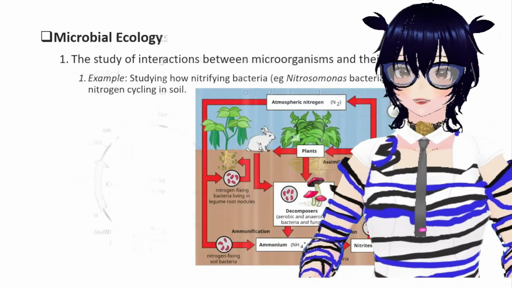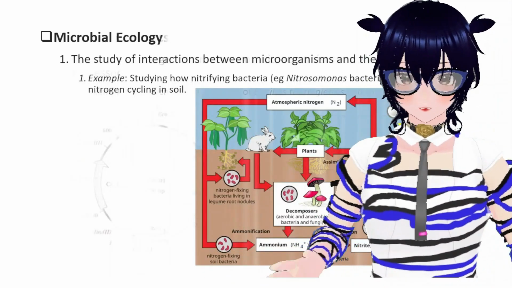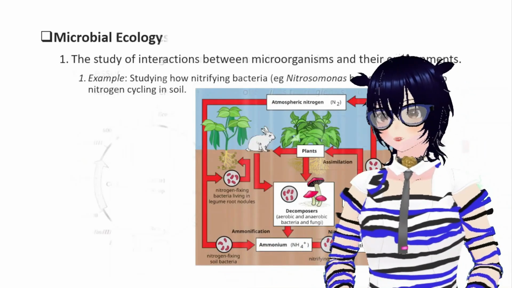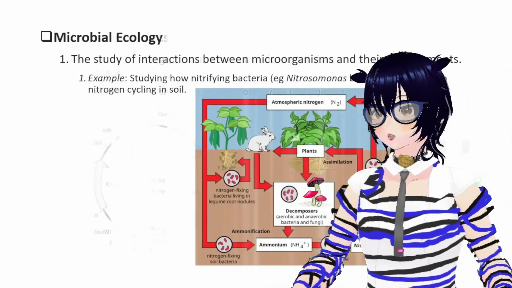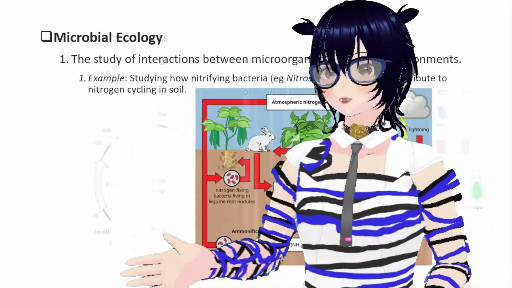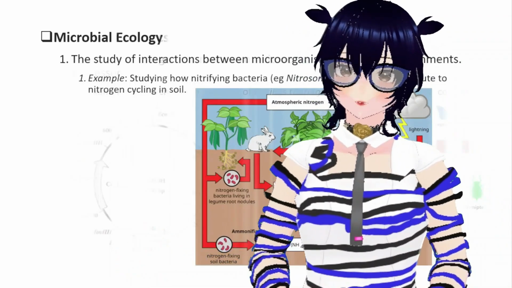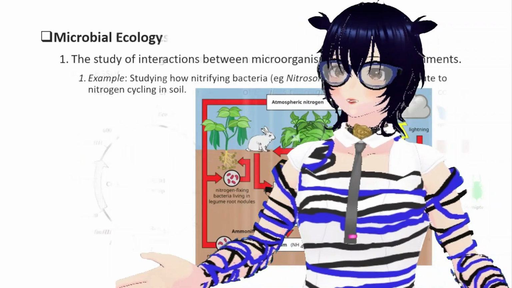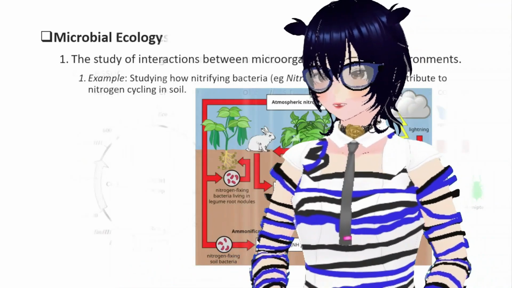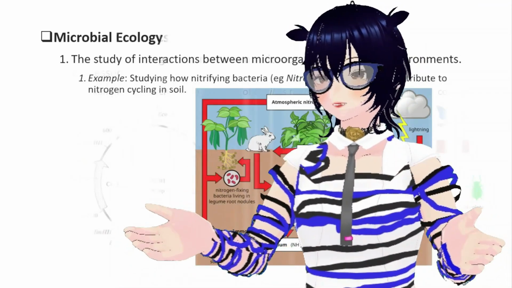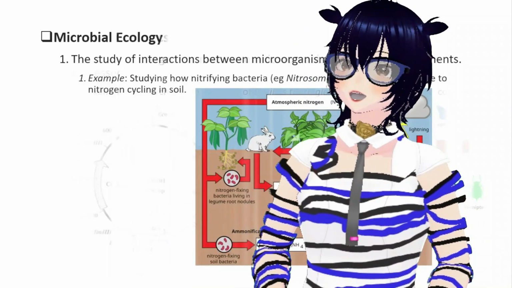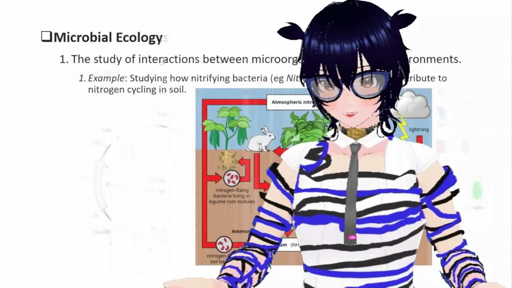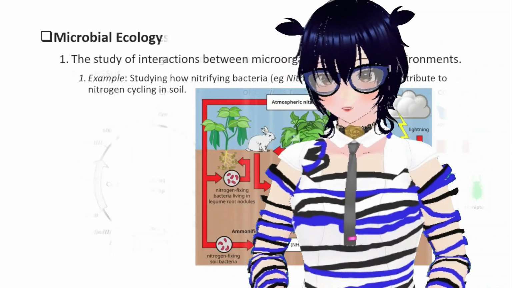Now, the study of interactions between microorganisms and their environment. Ecology is actually the study of ecosystems. And what is an ecosystem? An ecosystem is the environment where the living things and the non-living things interact with one another. This is ecology, where we see the living organisms are the microorganisms, and how these microorganisms interact with the higher organisms and their environment, and how they play a positive role and a negative role.